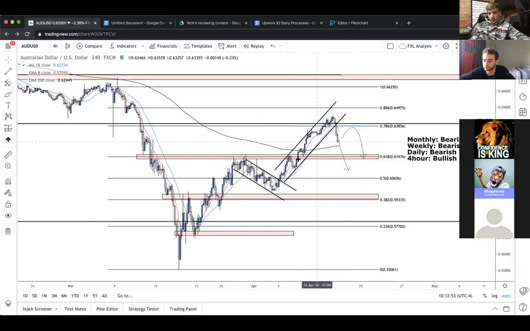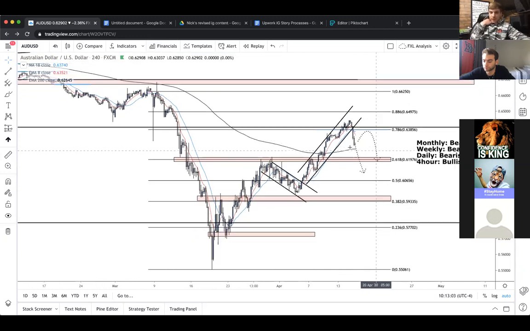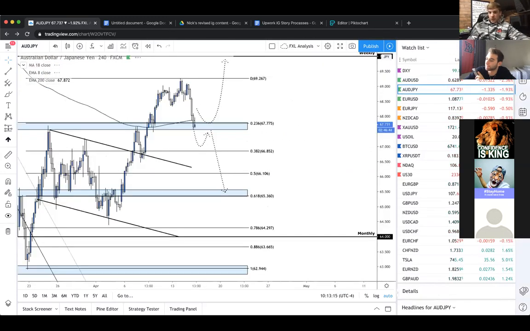Just the 4-hour was bullish, right? Everything else is primarily bearish. So this is looking really good. It turned around this weekly area, around the 78.6. There's good confluence there. So we should see a potential setup play out in the next few candles here, say 12 hours or more even. So we'll see. That's AUD USD. Let's keep going on to AJ.